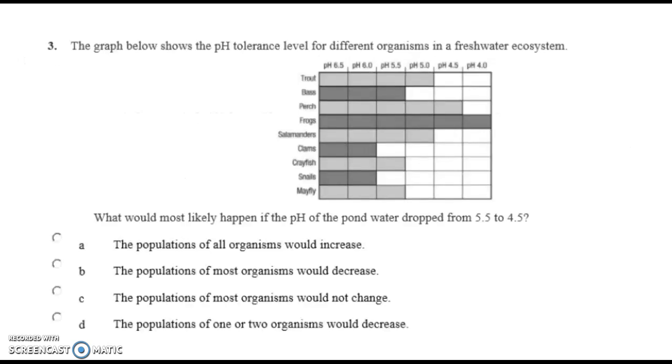Question 3. The graph below shows the pH tolerance level for different organisms in a freshwater ecosystem. What would most likely happen if the pH of the pond water dropped from 5.5 to 4.5? A. The population of all organisms would increase. B. The population of most organisms would decrease. C. The populations of most organisms would not change. D. The populations of one or two organisms would decrease.